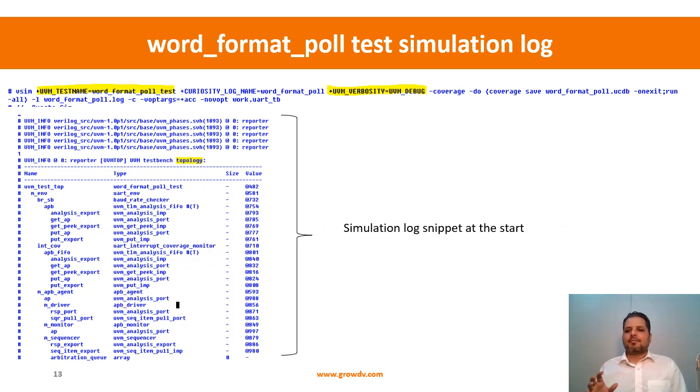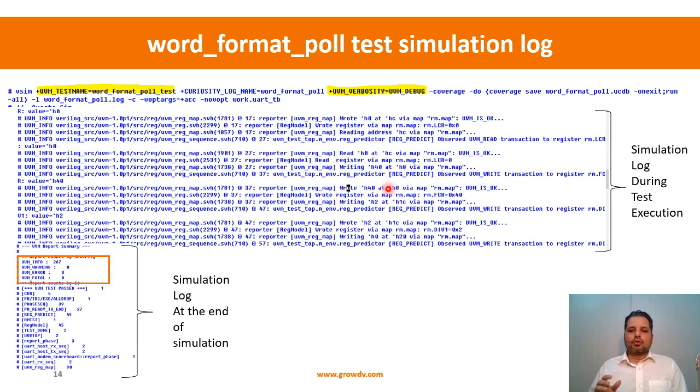Then you move to the next step, wherein the actual test will start executing and start generating the traffic. So you will see repetitive messages being printed by different components. The generator will print some information, then your agents will print it, your driver will print it, monitors will print it, scoreboards will print it.